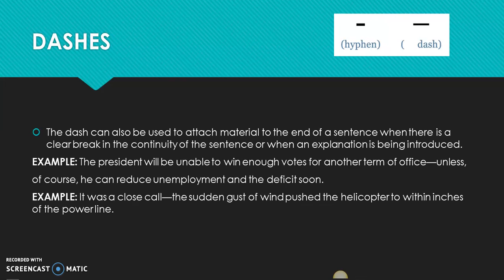Another example: It was a close call—the sudden gust of wind pushed the helicopter to within inches of the power line. So this is to add extra details in the narrative.